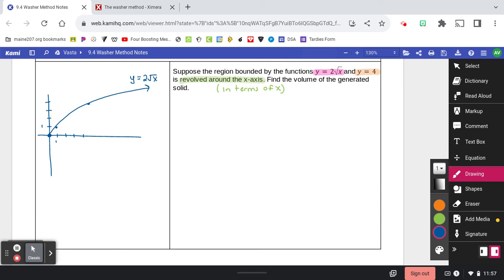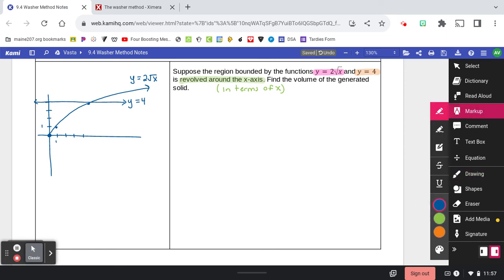Now, the line y equals 4 is just a horizontal line. It looks like this. And I'm going to be revolving this region that I generated, this region bounded by those 2 graphs in the first quadrant. I'm going to go ahead and revolve that around the x-axis. So I'm revolving around this line.